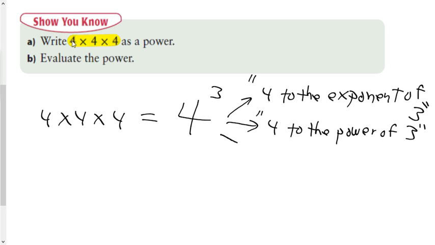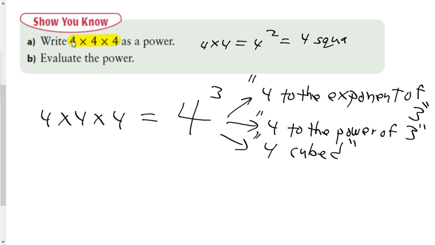A lot of people would say 4 to the power of 3. And with exponents of 2 and 3, if it's an exponent of 3, I could read it as 4 cubed. And that would be an acceptable way to read that as well. So all 3 ways are ways we could read it: 4 to the exponent of 3, 4 to the power of 3, and 4 cubed. If it was an exponent of 2, so if it was 4 times 4, that would be 4 to the exponent of 2, but we could read that as 4 squared as well, as well as 4 to the power of 2. And those are the only 2 that we really have special terms for, exponents of 2 and exponents of 3.